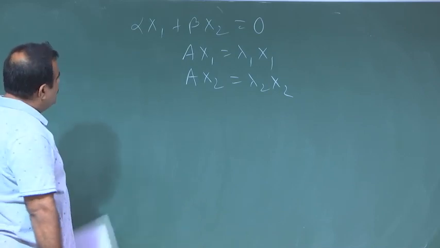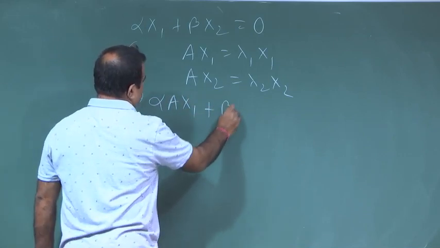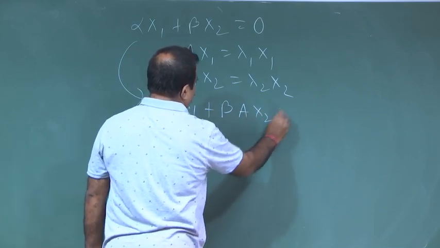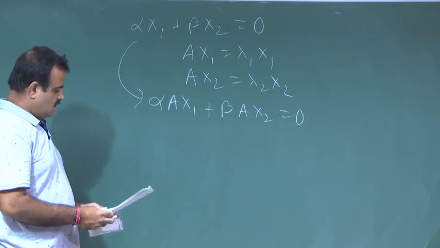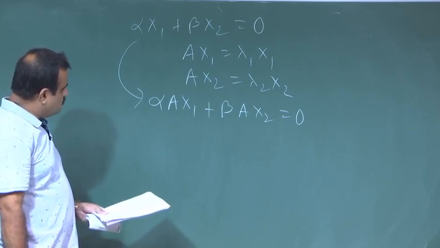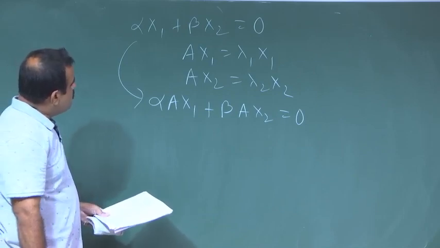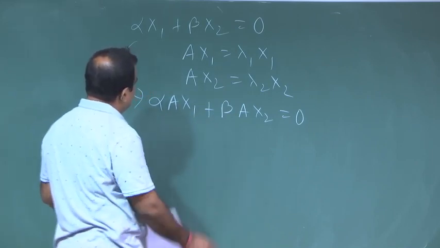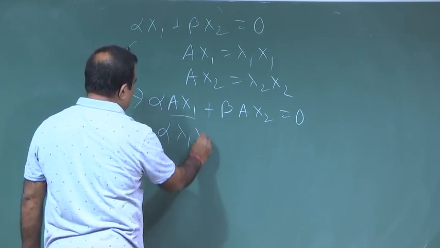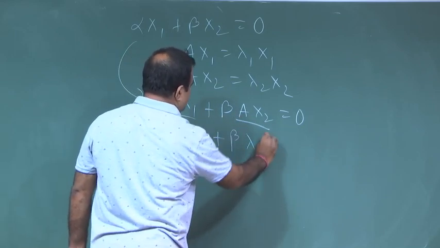Now, if we apply A on this, we get alpha A x 1 plus beta A x 2, and this is the 0 vector. So now this is one equation. Now, this gives us alpha lambda 1 x 1 plus, since A x 2 is lambda 2 x 2, beta lambda 2 x 2 equal to 0.